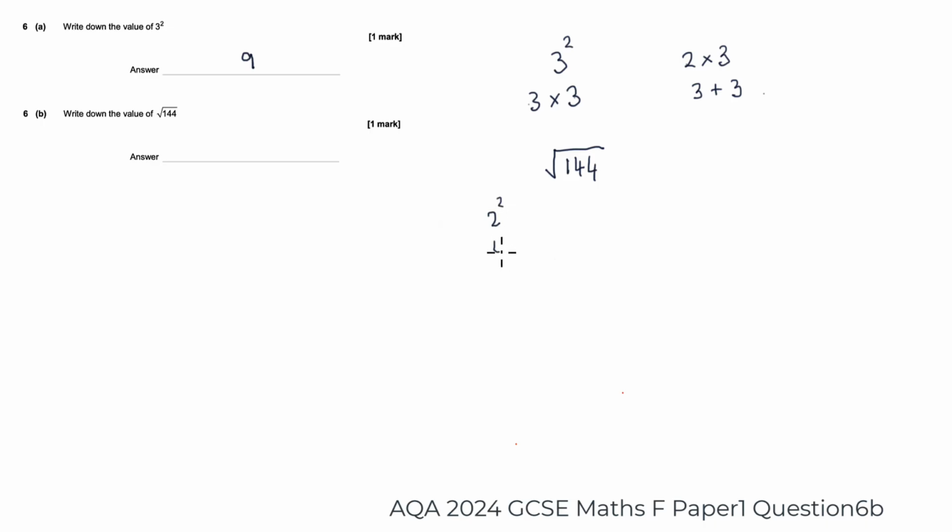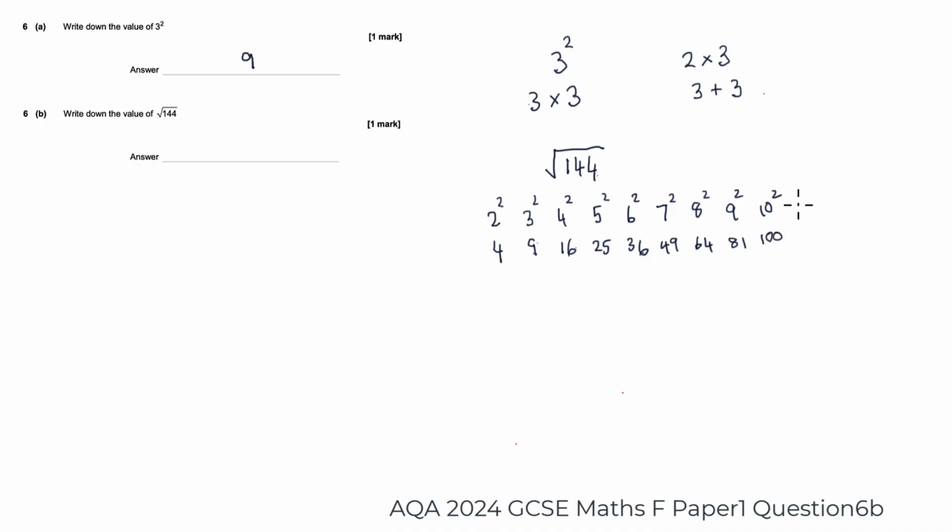2 squared, 2 2's are 4. 3 squared we worked out there is 9. 4 squared is 16. Now you can see they're getting bigger. 5 squared, 5 5's are 25. 6 squared is 36. I'm producing what's called the square numbers here. 7 times 7, 49. That's 7 squared. 8 squared, 64. 9 squared is 81. 10 squared, and I've still not reached 144 yet, is 100.